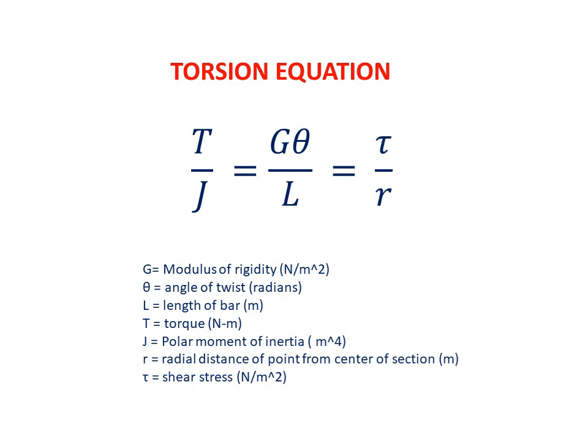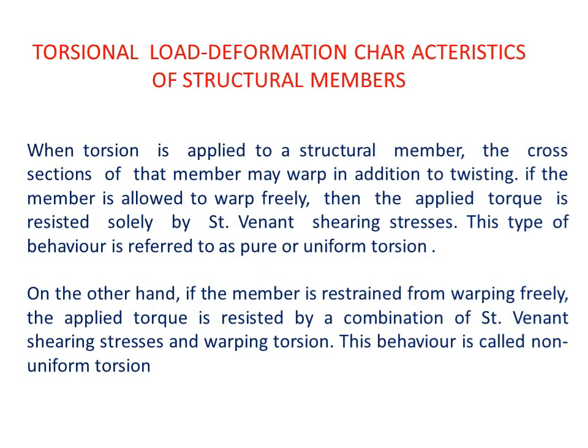G is the modulus of rigidity, theta the angle of twist, L the length of the bar or member, T the torque, and J the polar moment of inertia, which is Ixx plus Iyy. R is the radial distance of a point from the center of the section. Tau is the shear stress. Torsional load deformation characteristics of structural members.